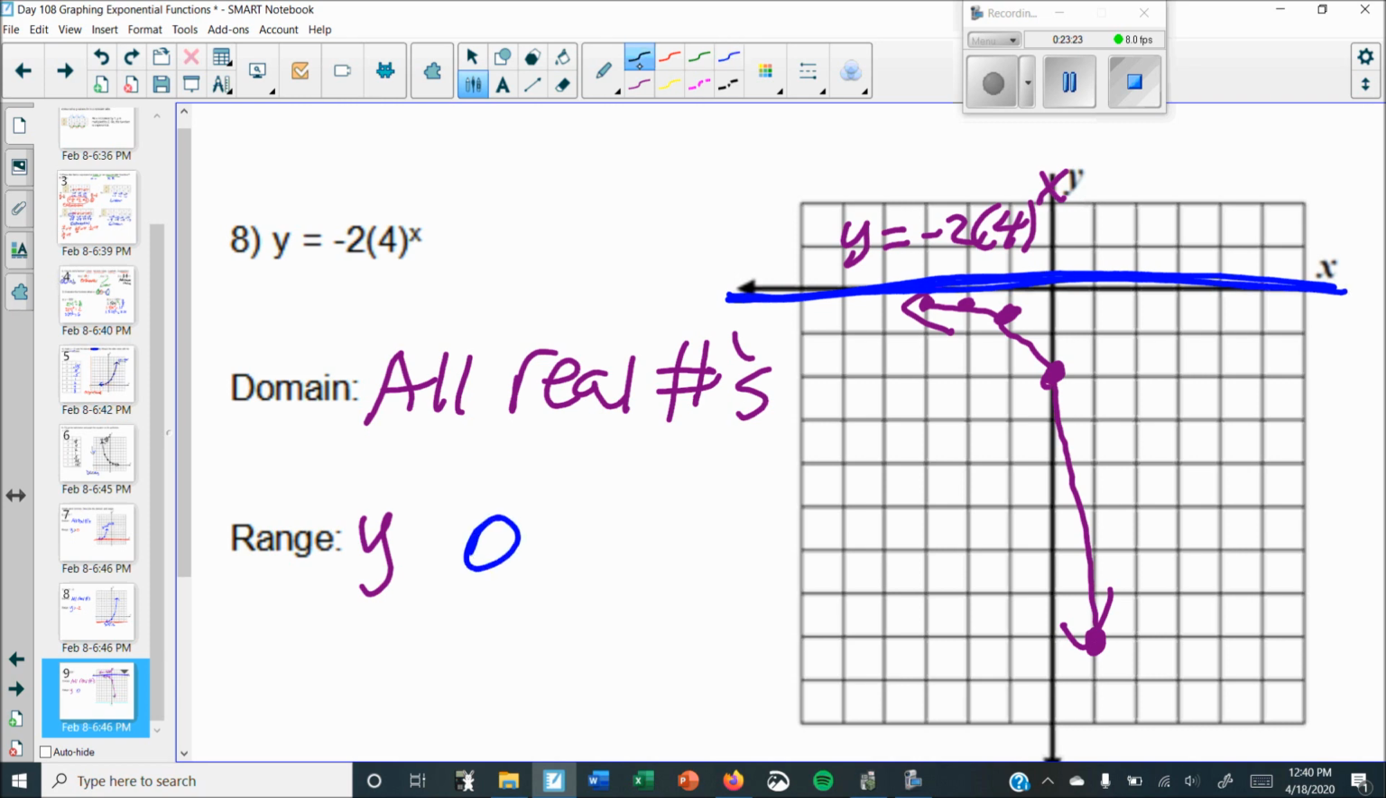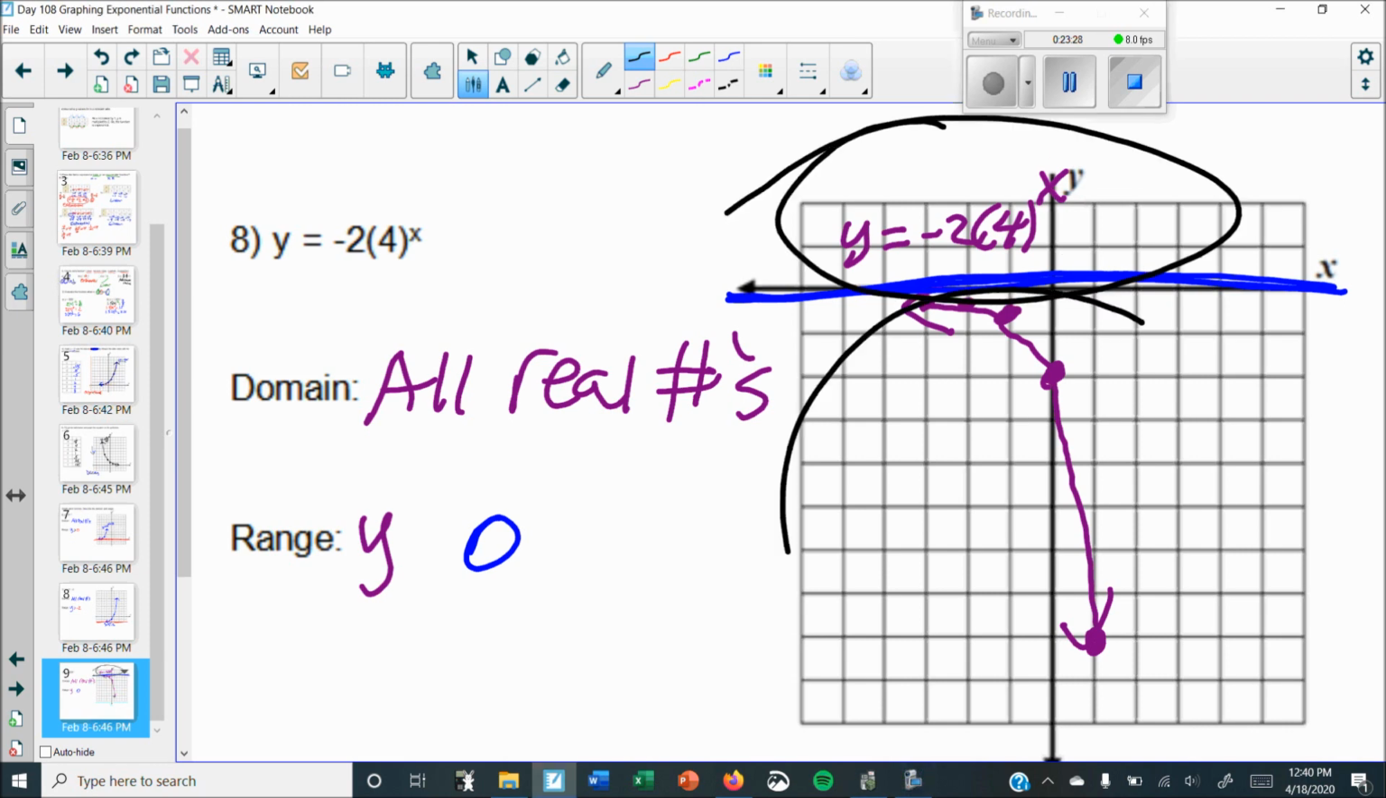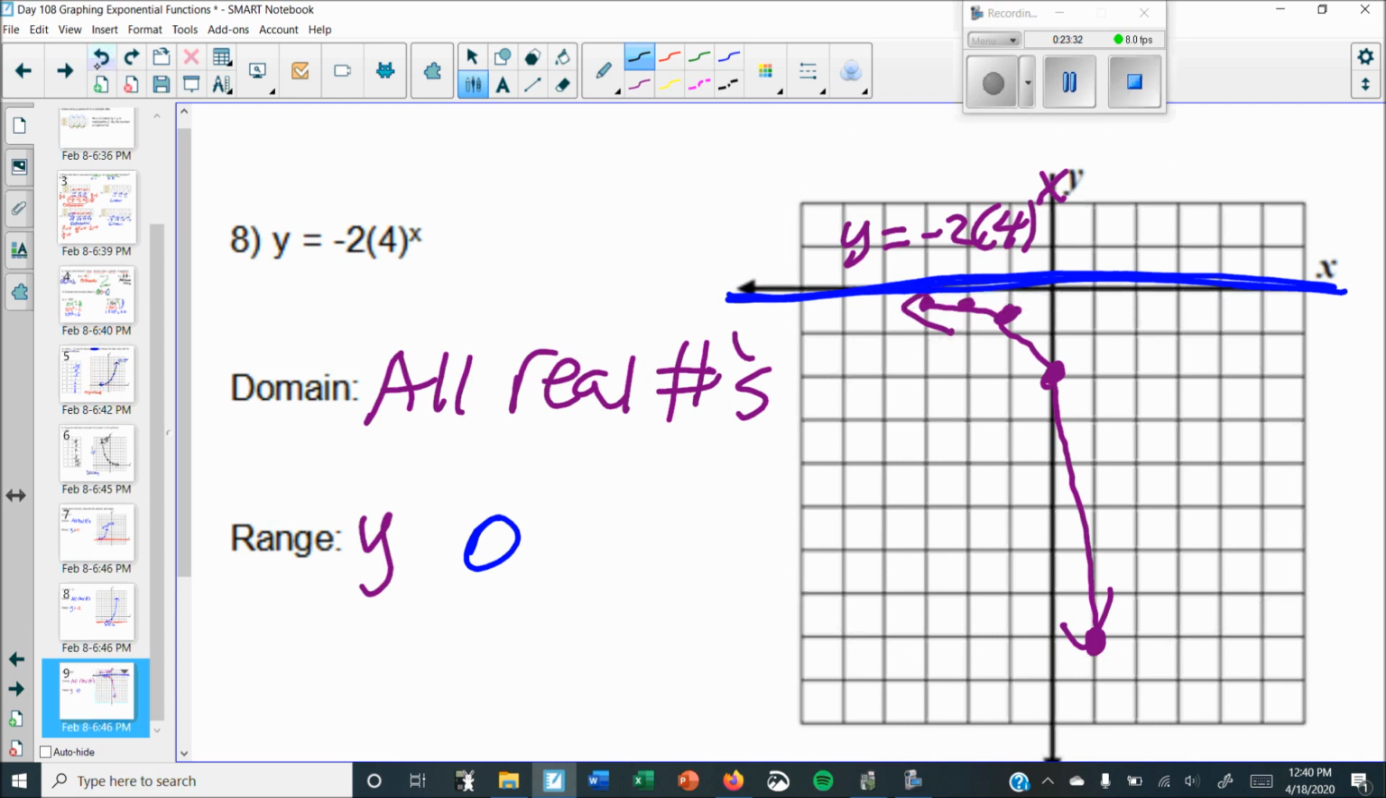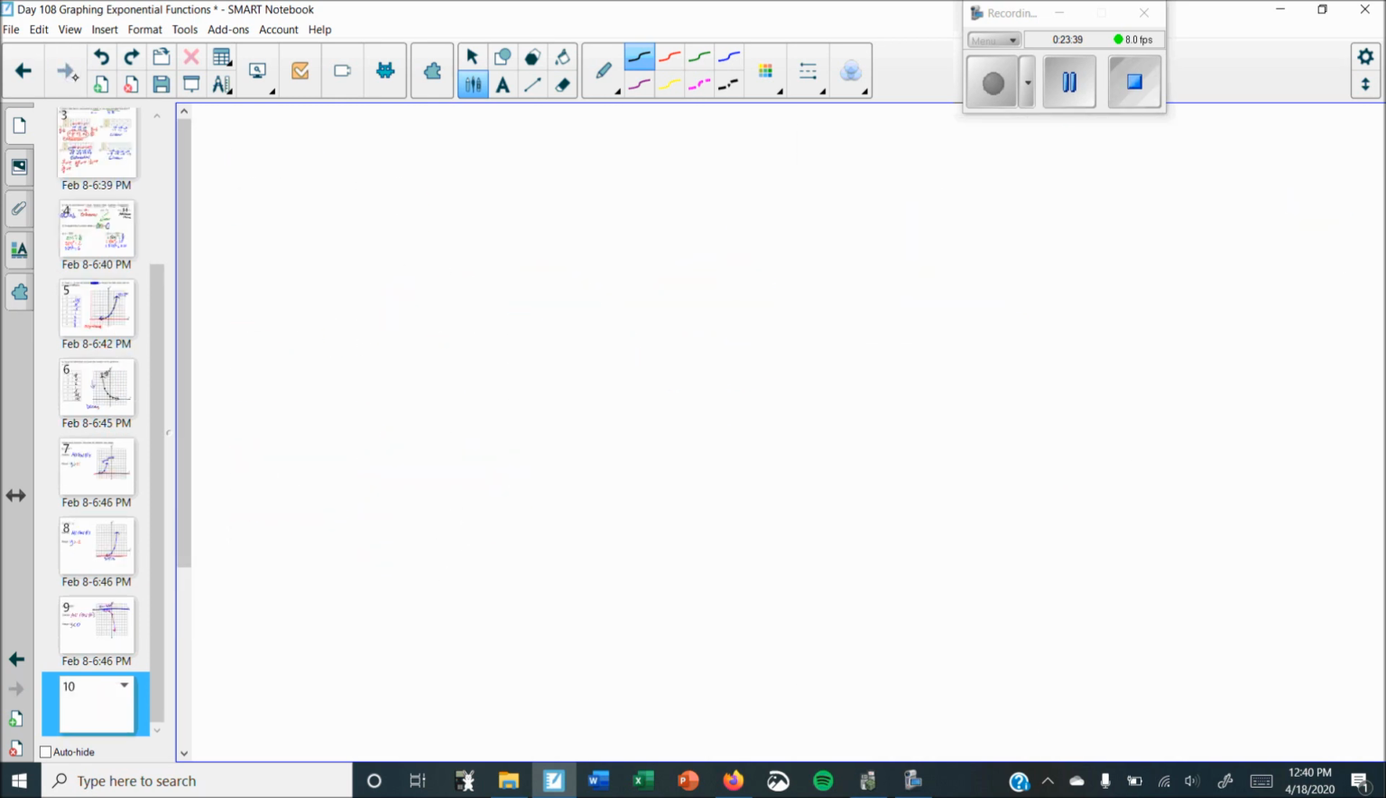But now, where do you see the graph? Is the graph above this line, or is the graph below this line? Do you see how the graph is below the line? So since it's below the line, instead of writing greater than, you're going to write less than. Okay? And that's the lesson.